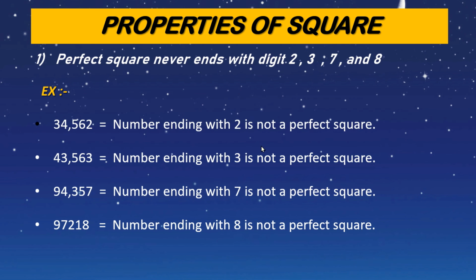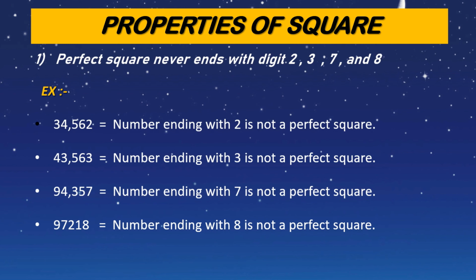34,562: a number ending with 2 is not a perfect square. 43,563: a number ending with 3 is not a perfect square. 94,357: a number ending with 7 is not a perfect square. 97,218: a number ending with 8 is not a perfect square.